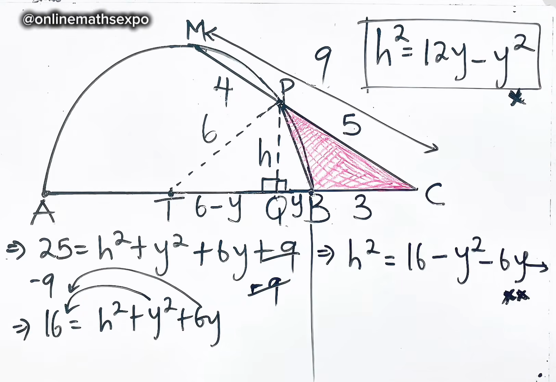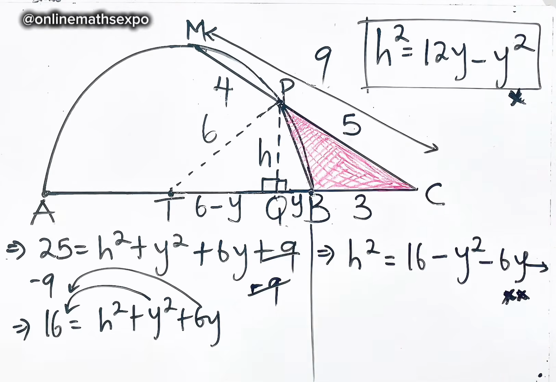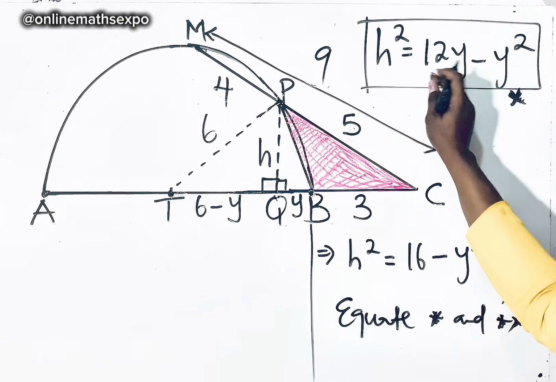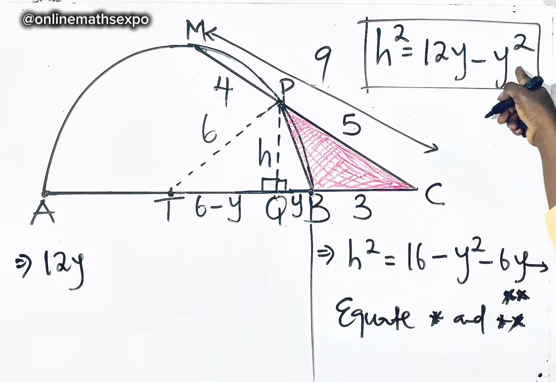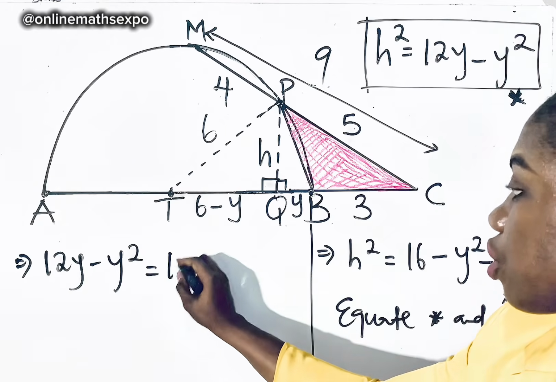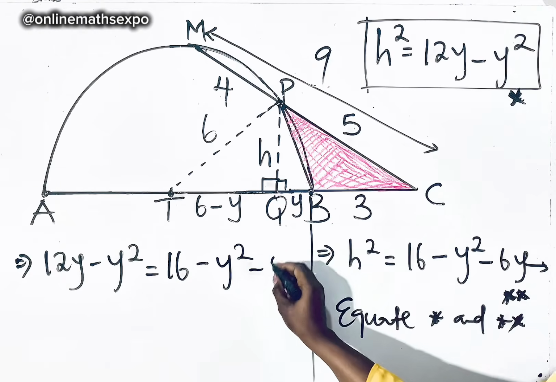Now, what should we do? If you look at the first equation we got, this is h squared and this is h squared, and the height is equal. So what you need to do is to equate the two equations. Equate the first and the second, and it gives us 12y minus y squared should be equal to the second one, which is 16 minus y squared minus 6y.